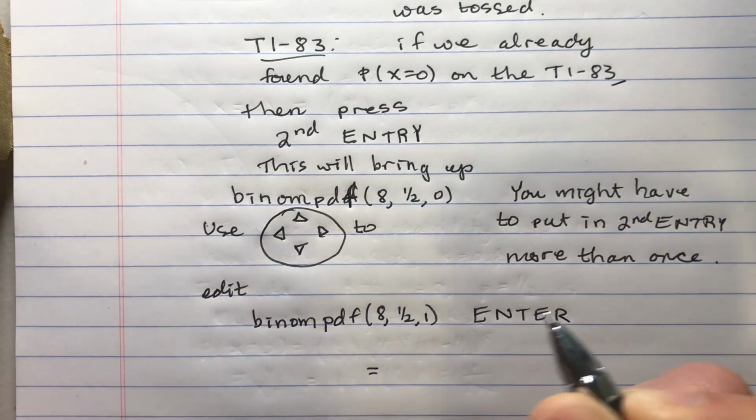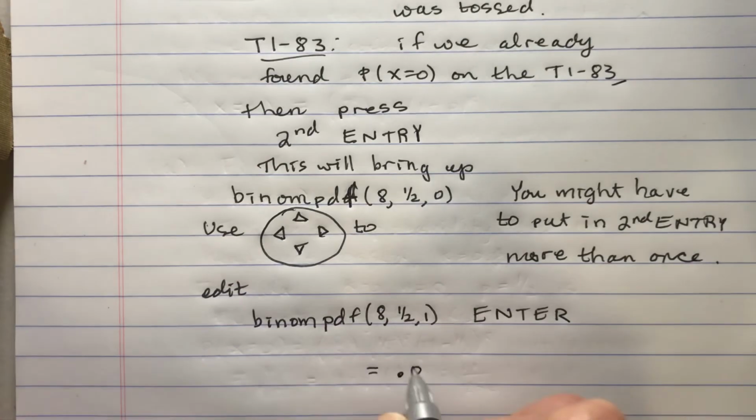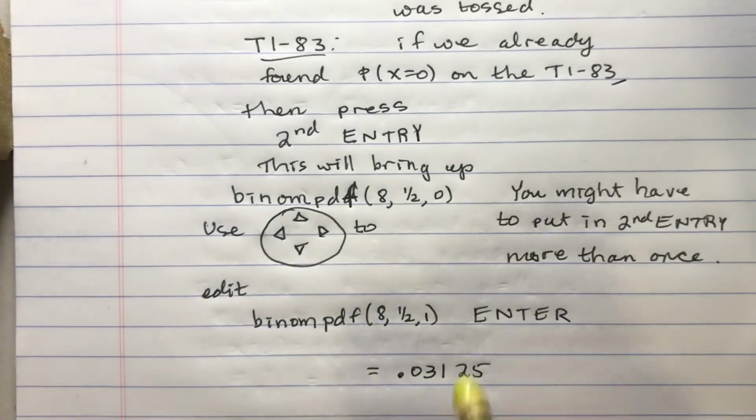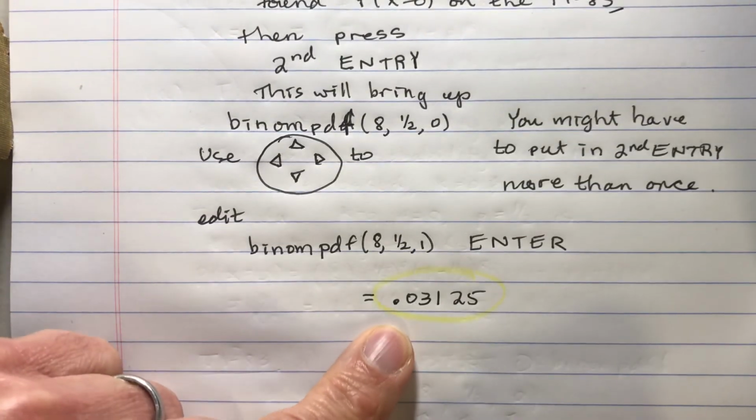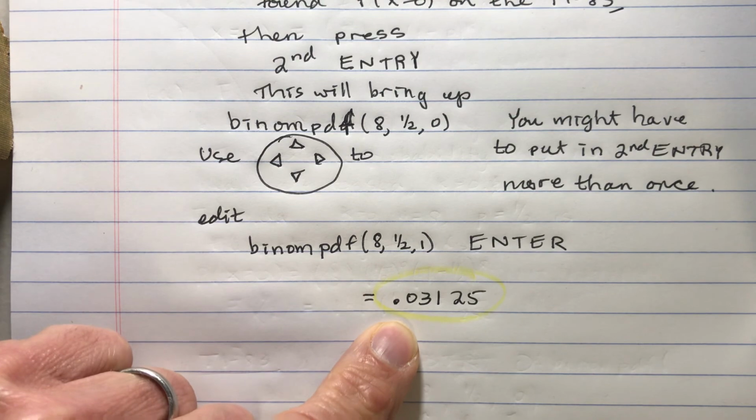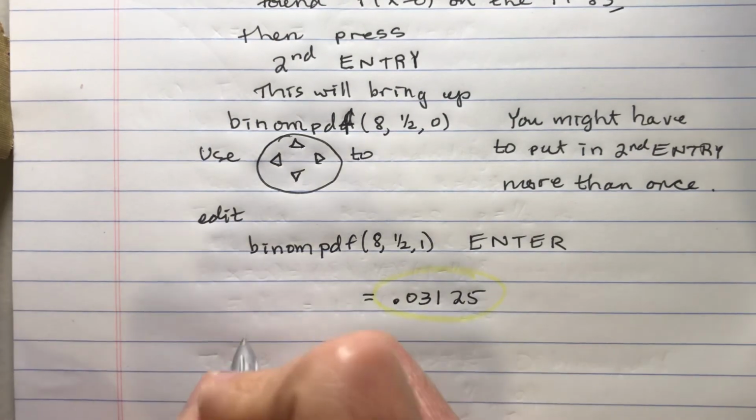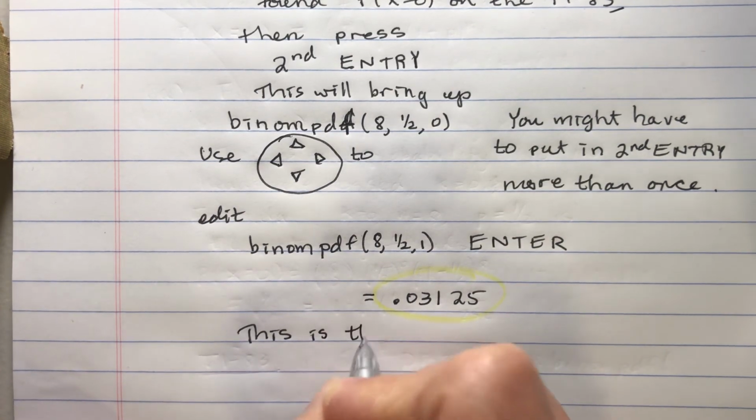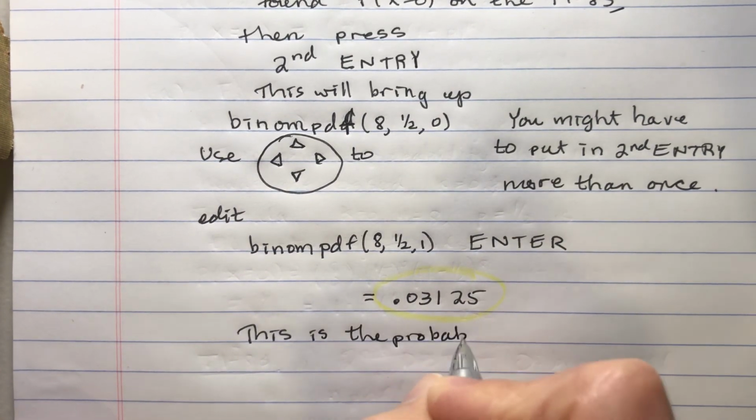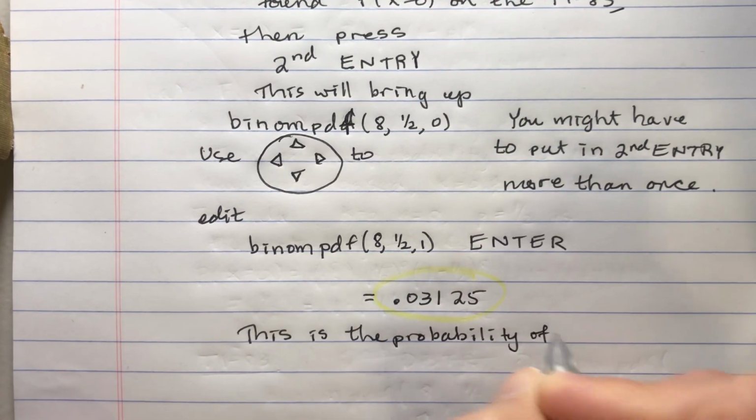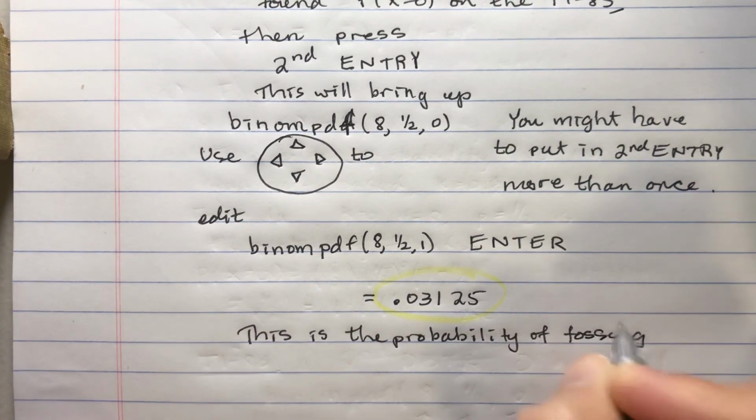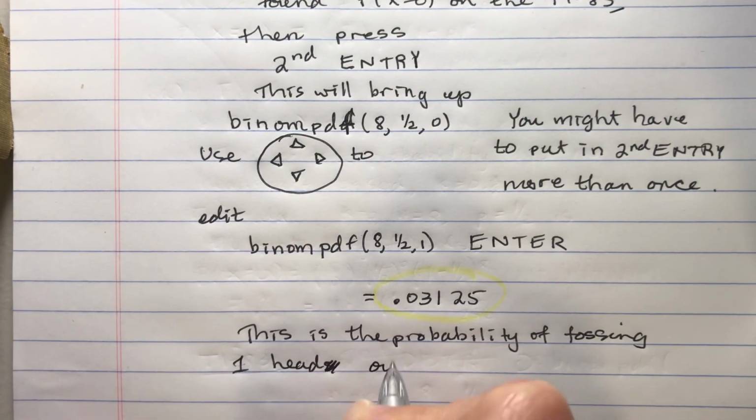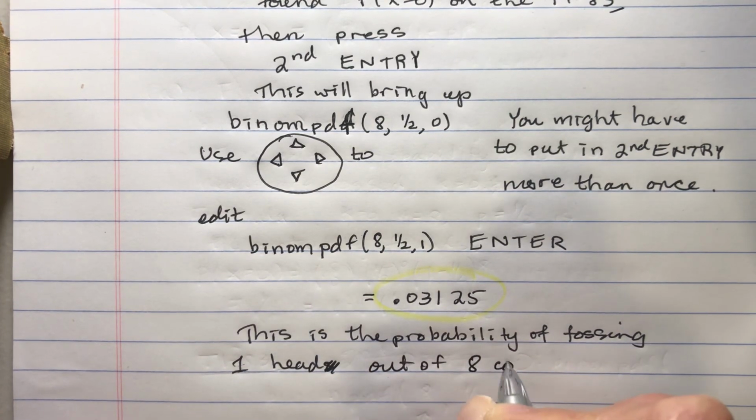And what did we get? We got 0.03125. So the probability of getting exactly 1 head is around 3%. This is the probability of tossing 1 head out of 8 coin tosses.